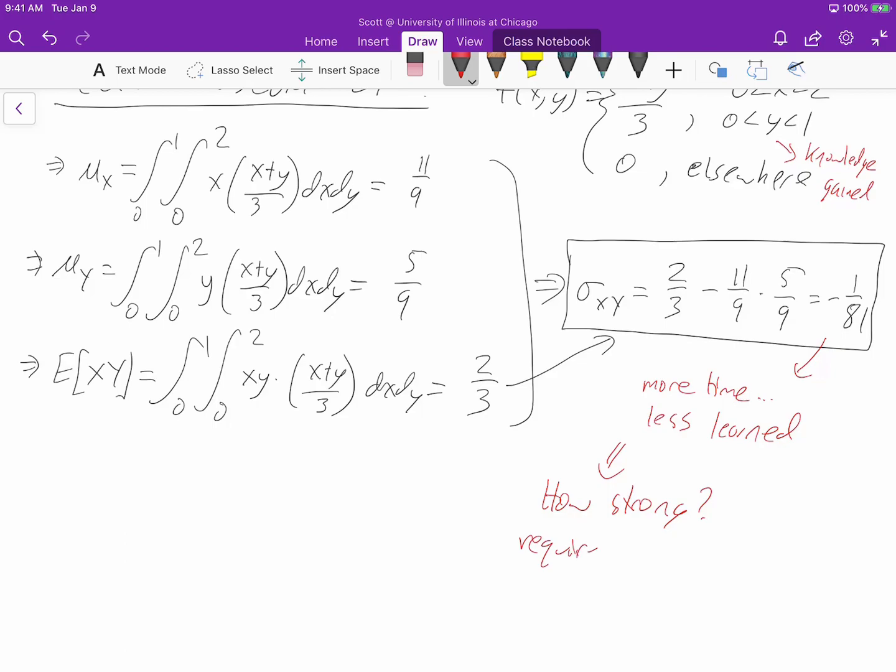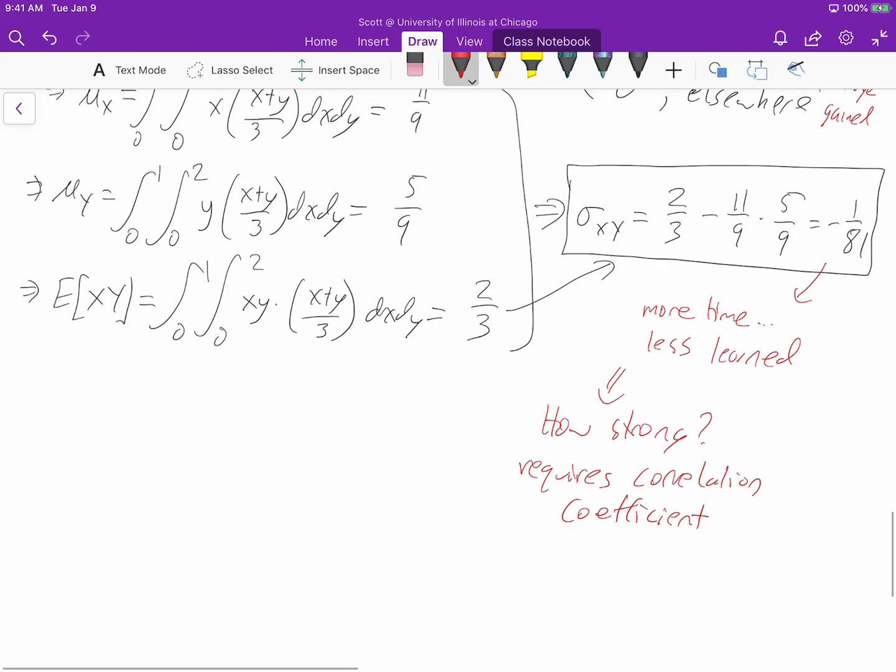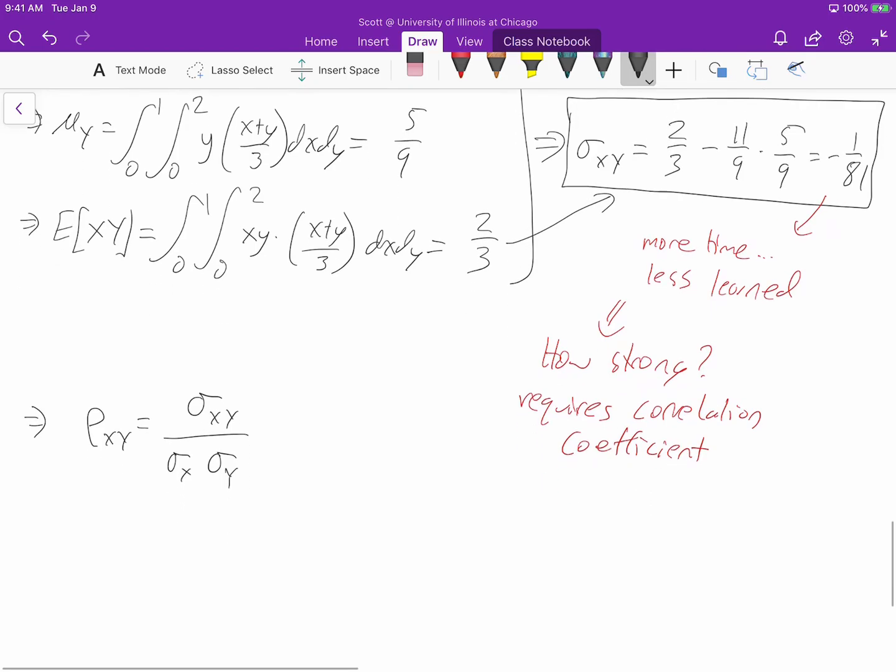How strong requires us to calculate the correlation coefficient. So that's what we do next. And so here, the correlation coefficient is, remember, the covariance of xy over sigma x times sigma y. This is actually capital sigma.